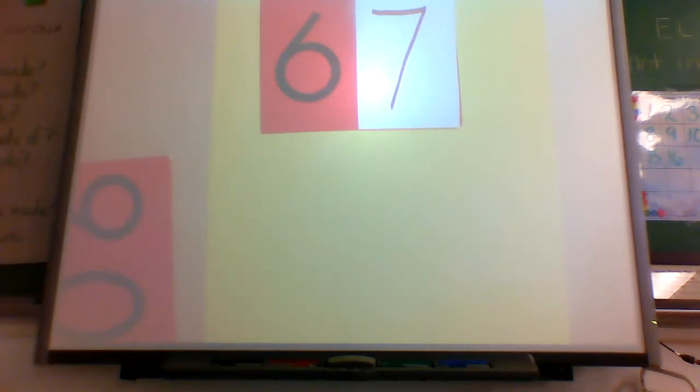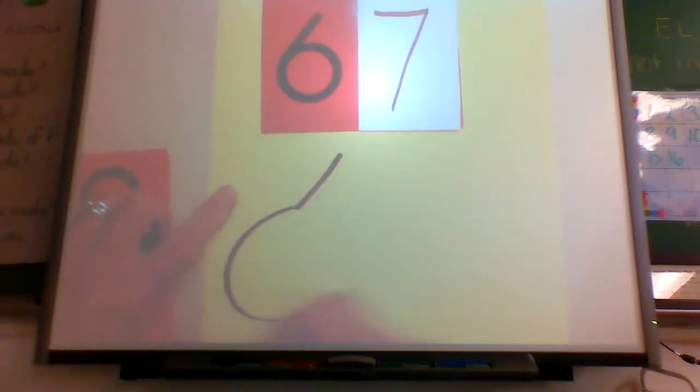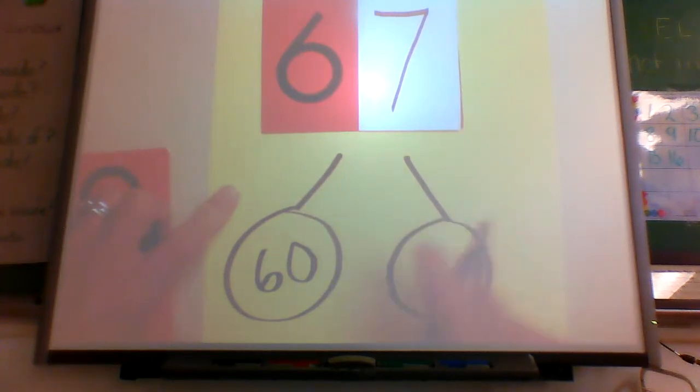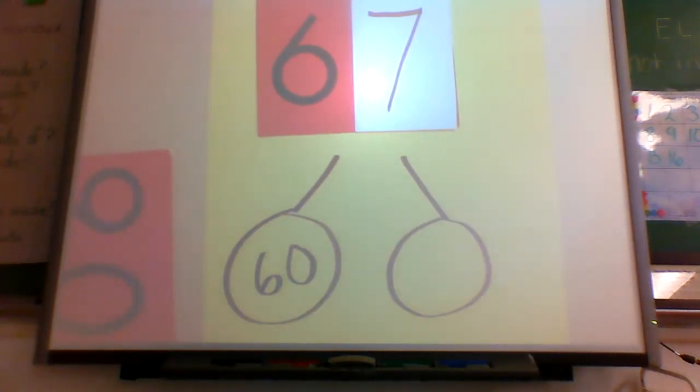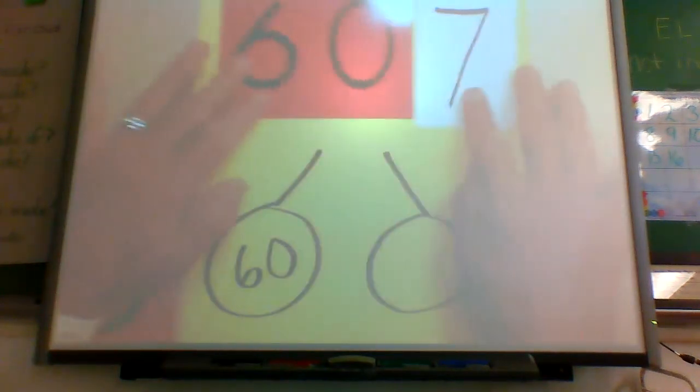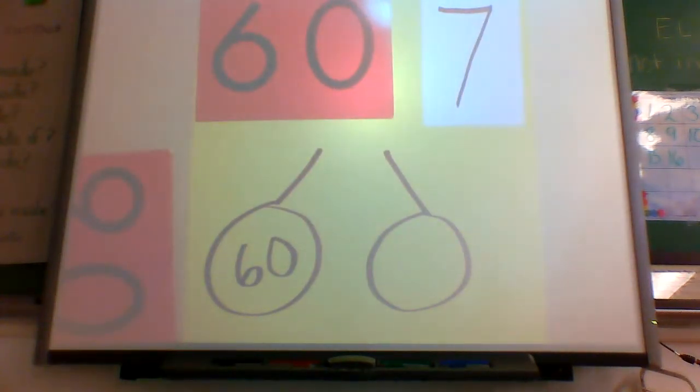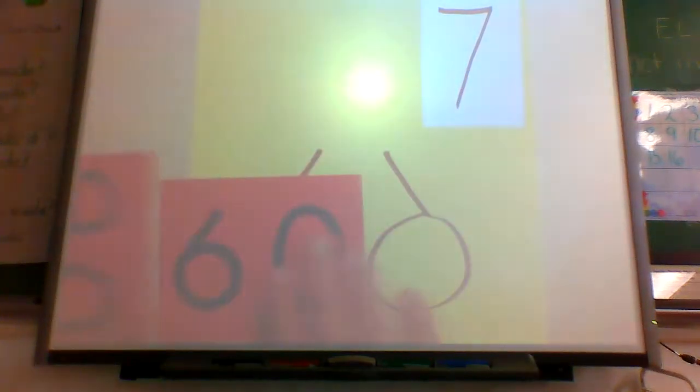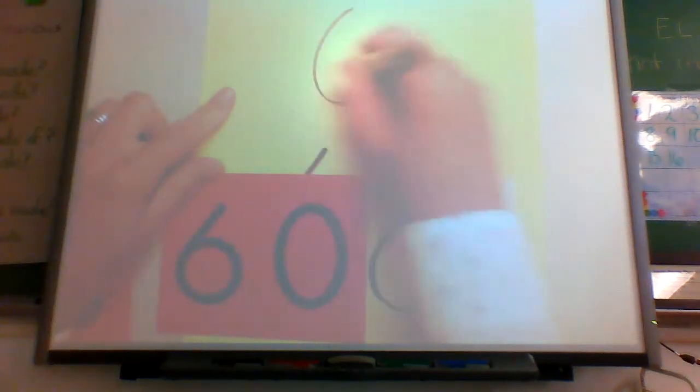Now what I want to show you is if 67 were my whole, and I knew one of my parts was 60 in a number bond, I need to figure out what that other part is. And watch this. You're going to love it. Okay? These are hide 0 cards, and this 7 is hiding a 0. Boop. Cool, huh? So these end up being my 2 parts. 60, and then 7 makes a whole of 67.